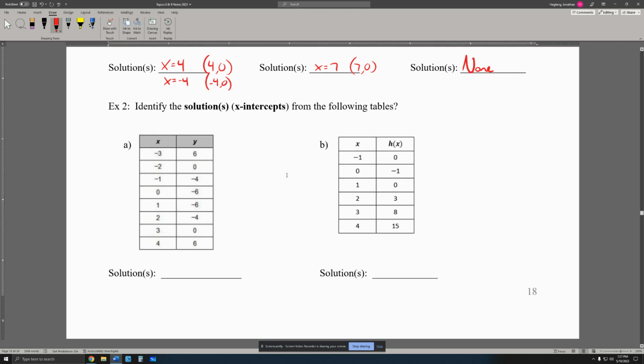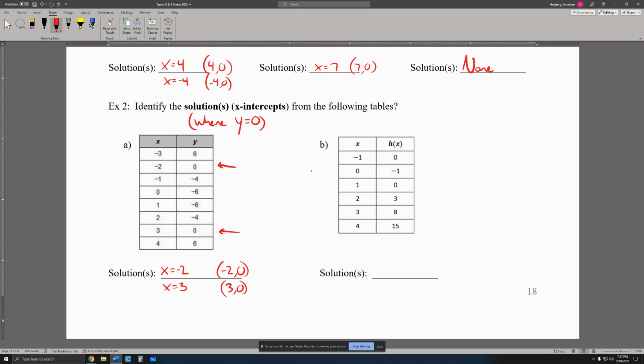Example 2, again, we're looking for those x-intercepts, but now we have tables of values. As a reminder, an x-intercept is anywhere where y equals 0. So I'm just going to write a note here: x-intercepts is where y is equal to 0. Looking at our tables of values in table A, I notice y equals 0 in the second row here, and then the second to last row here. So that tells me we have solutions at x equals negative 2 and x equals 3. As ordered pairs, negative 2, 0, or 3, 0.